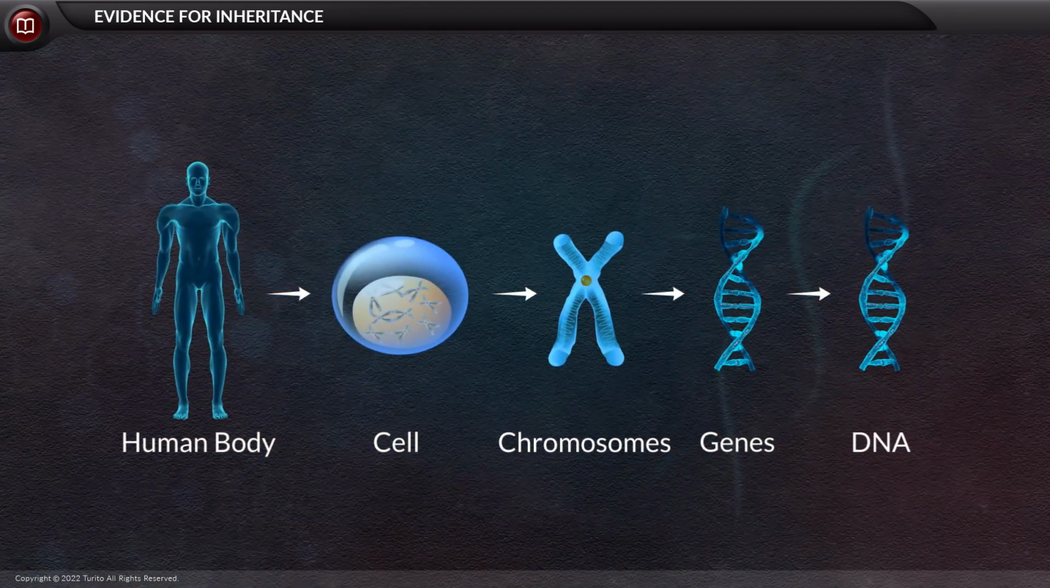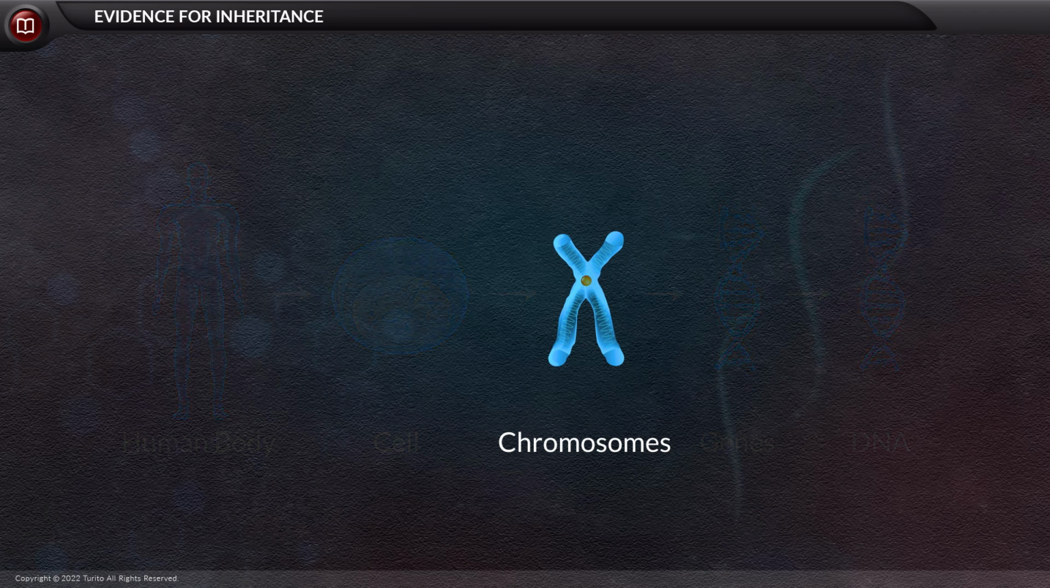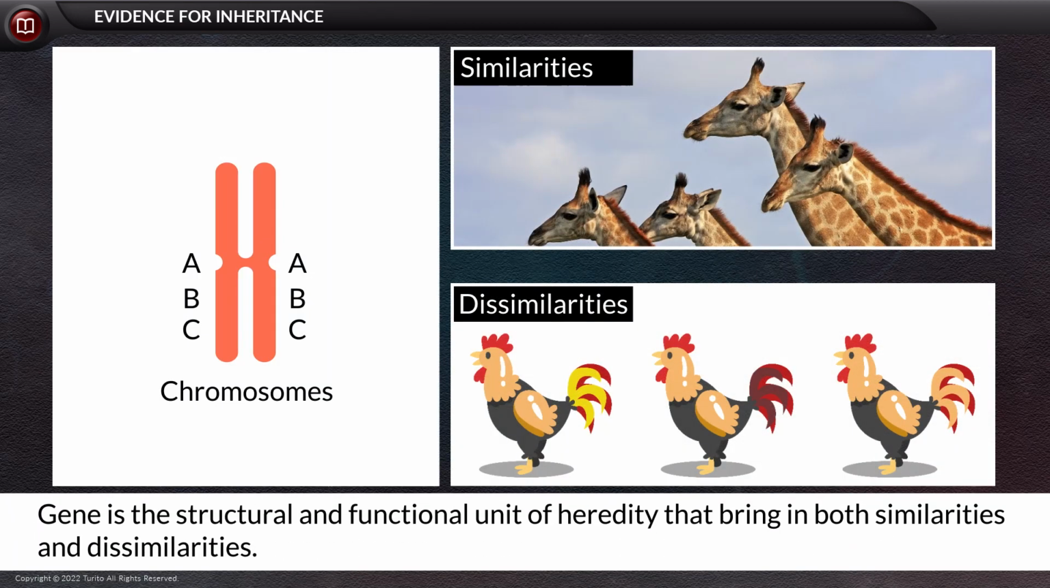To locate the DNA inside a cell, the sequence to be followed starts with the body made up of cells, with a central nucleus that is packed with chromosomes. These chromosomes are marked by genes that code for the DNA. Gene is the structural and functional unit of heredity that bring in both similarities and dissimilarities.